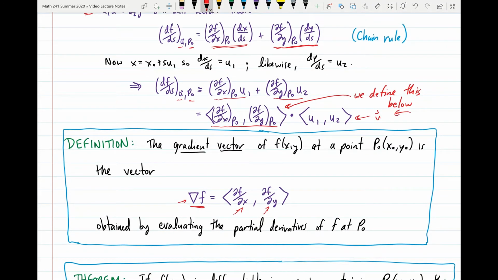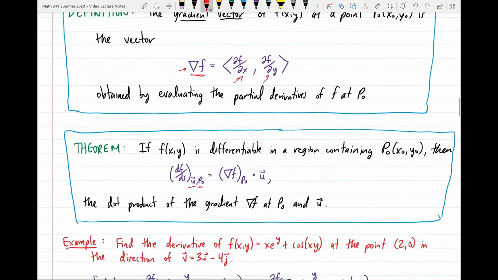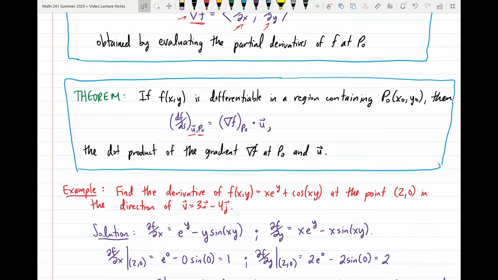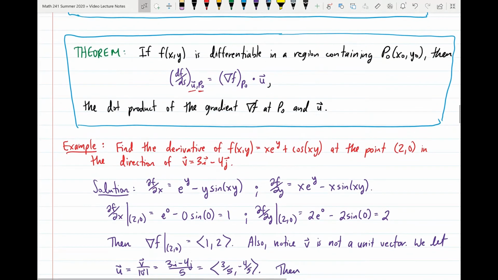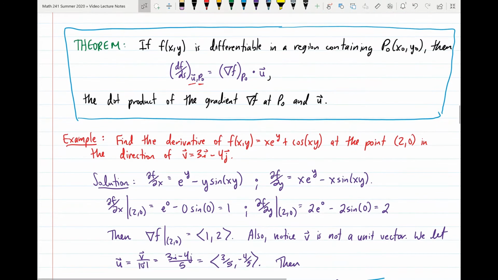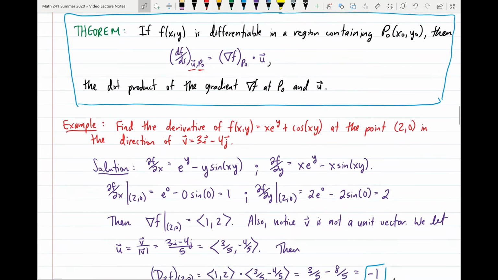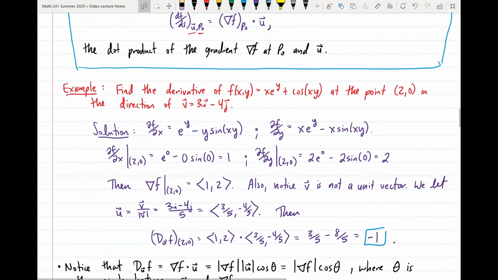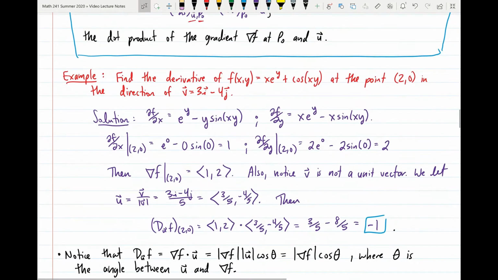And this is actually just a consequence of what we developed right here. We showed up above that the directional derivative is equal to this gradient vector dot product with our unit vector u, and down here in the theorem we're just making that explicit. So this should give us another way to calculate the directional derivative that is certainly simpler than the limit definition that we've had up until this point. So let's do an example here.